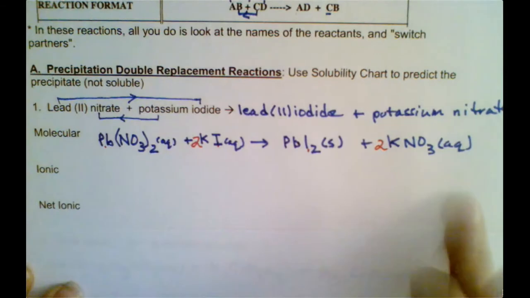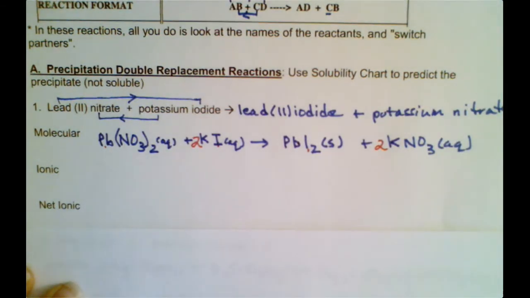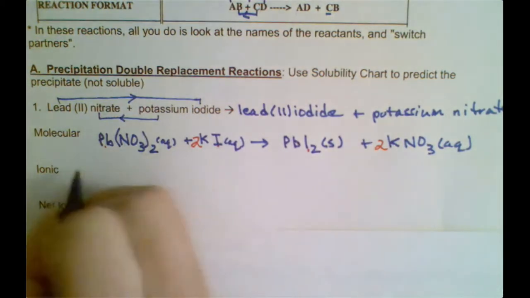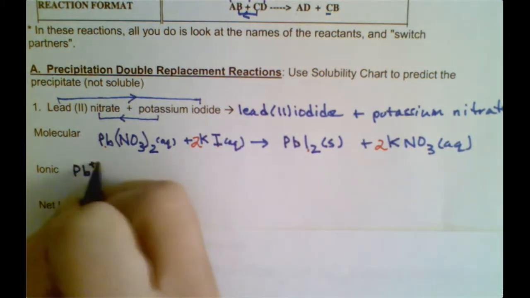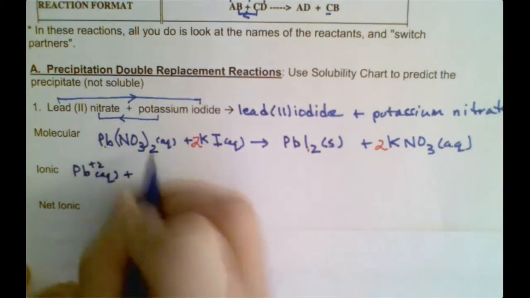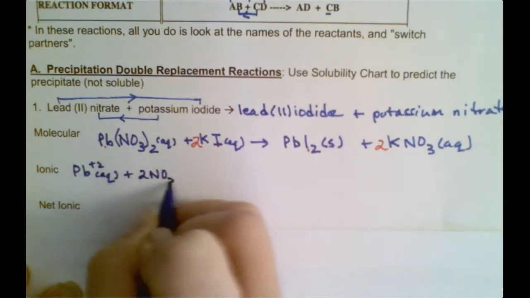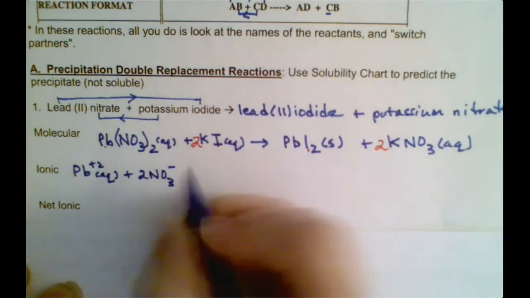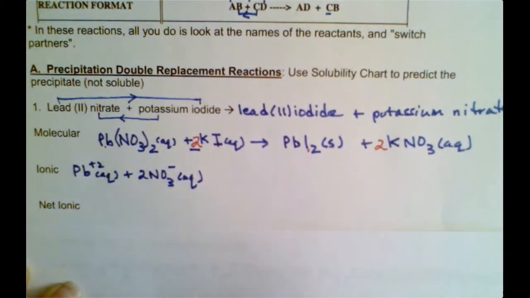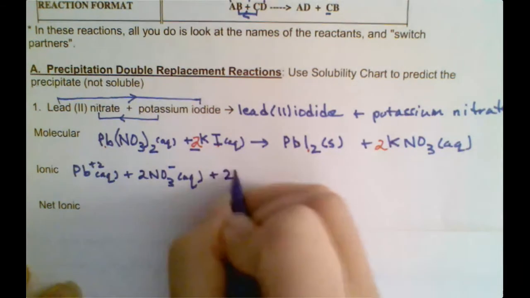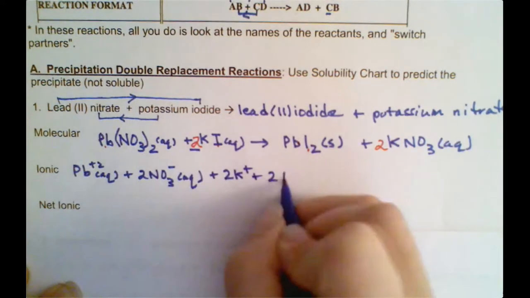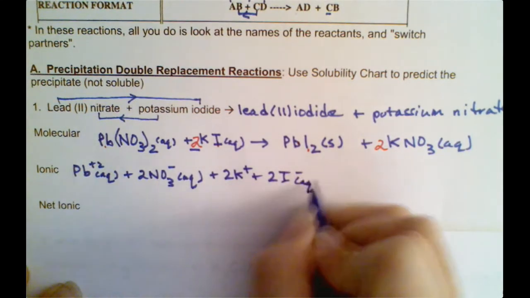When we do what's referred to as an ionic equation, just as I showed you with those beakers, we're going to break each of these compounds into their respective ions. So lead has a charge of +2, and we write (aq), meaning it's in its aqueous form. We have 2 nitrates. Each nitrate has a charge of -1 because that's the charge on nitrate. Over here, I have to take into account that there's a 2 out front here. So there's 2 potassium ions and there's 2 iodide ions. And I really should put (aq).